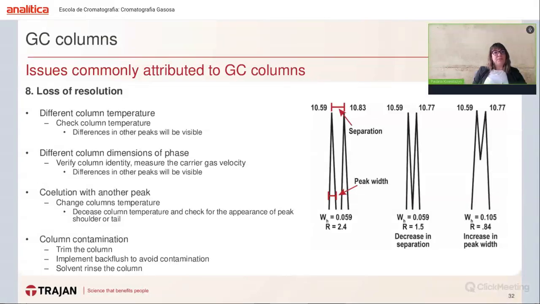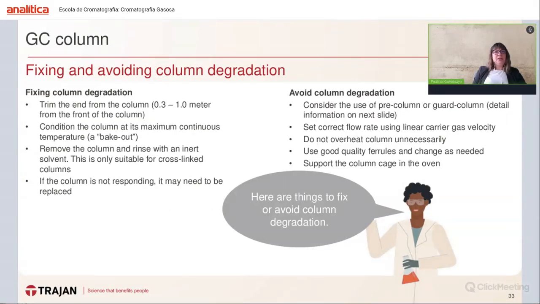And this can be caused also by column contamination. So again, trim the column, and backflush is the solution here, as well as the solvent rinse for bonded and cross-linked phases. So we talked about all the different problems which can be seen on our chromatograms, arising from the column and its degradation. So what can we do to avoid that or to fix that?